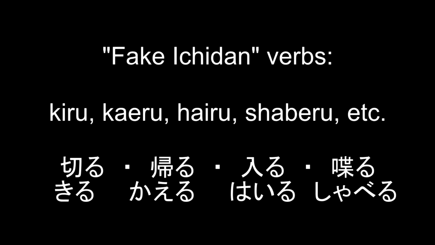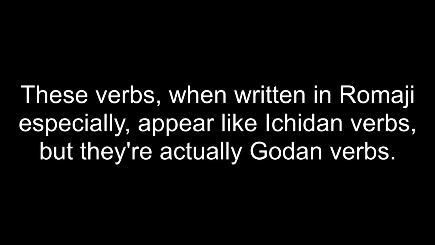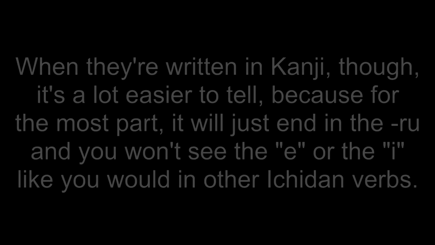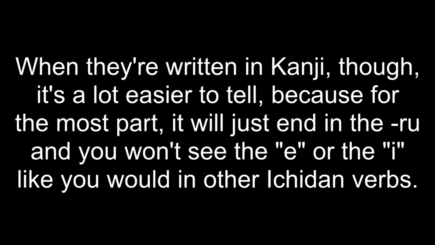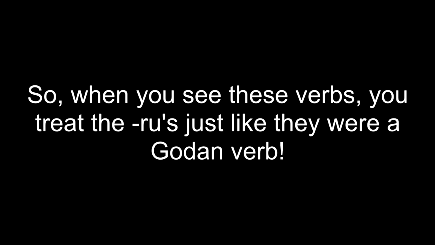Then we have a group of fake ichidan verbs like kiru, kaeru, hairu, and shaberu, among many others. These verbs, when written in Romaji especially, appear like ichidan verbs, but they're actually godan verbs. When they're written in kanji, though, it's a lot easier to tell because for the most part, it will just end in the ru, and you won't see the e or the i like you would normally in other ichidan verbs. So, when you see these verbs, you treat the ru just like they were a godan verb.